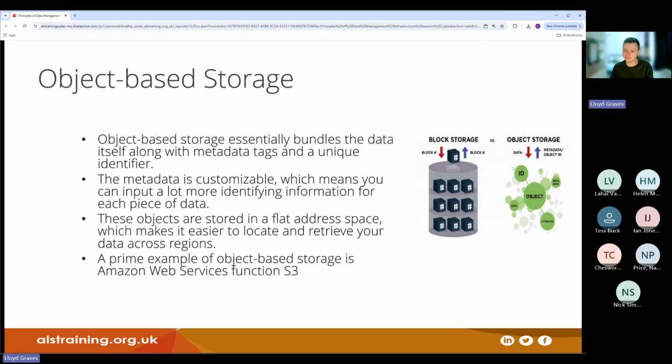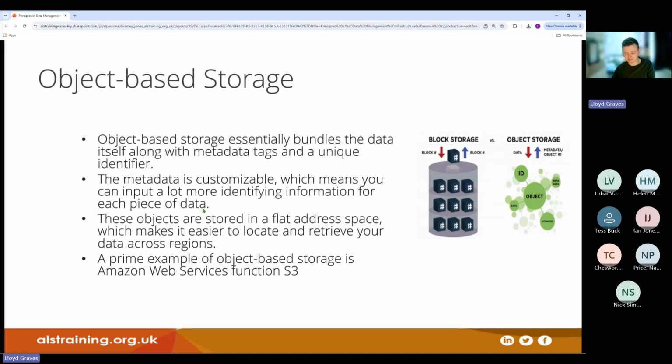And so that's what an object-based storage system is, where we can store unstructured data using metadata tags and retrieve the information we want that way, if that makes sense. Like I said, it's customizable. You can input a lot more identifying information for each piece of data.